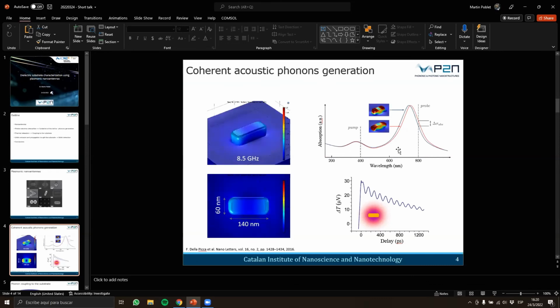Yeah, for this case. But in this case, what we did in this work, we excited the antenna using the pump tuned at 400 nanometers in an interband excitation of the gold. And then we detected with the probe tuned at 800 nanometers. So in this way, it's easy to separate the excitation and the probe.